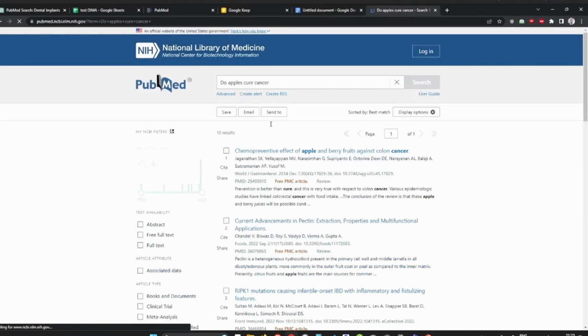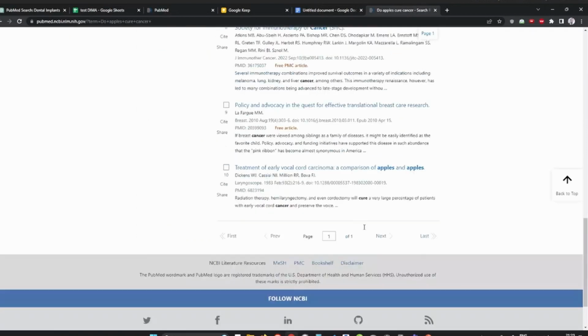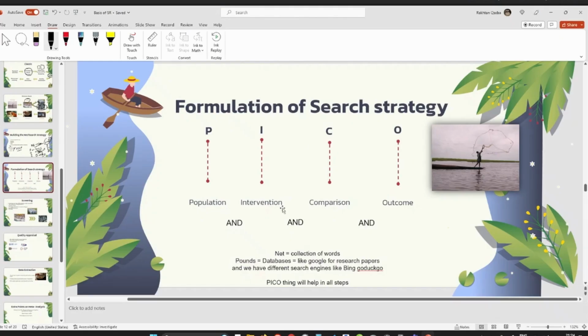We cannot directly go into any database and put in a question like that, although it's giving us support. We need to divide a research question into the PICO format, or any kind of format. So what I will do is divide it into the PICO format. I have the population, I have the intervention, those are the apples, and I have the outcome, right?